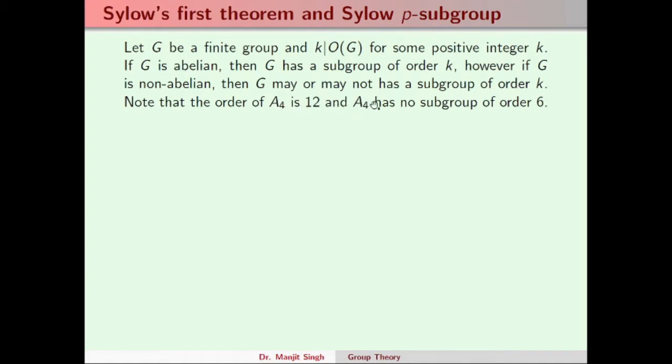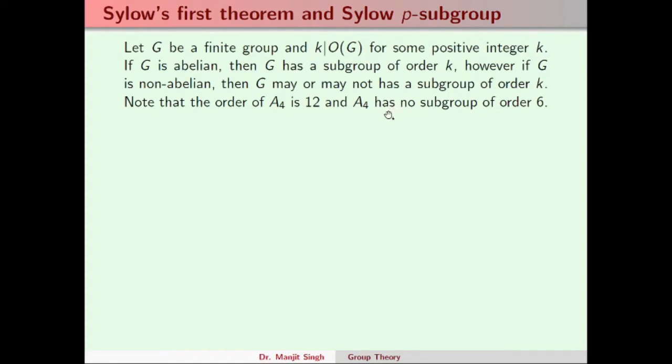Now we are looking for a prime number. We can see that 6 is a composite number and 6 is dividing 12. So if we are looking for a prime number, then by Cauchy theorem, which we have studied in our previous videos, if P divides the order of group G, then G has a subgroup of order P. So in this situation, if K is a prime number, then G must have a subgroup of order K by Cauchy theorem.